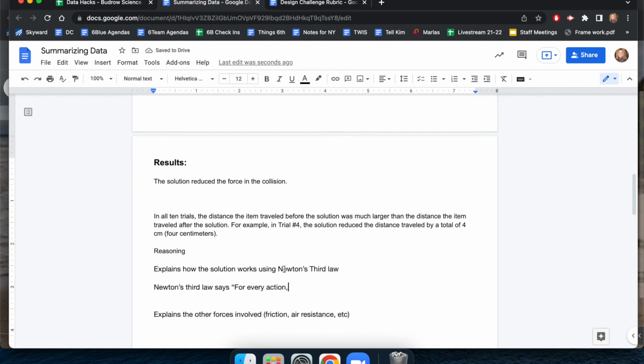So you're using the solution, right? Right here, using the solution to talk about all these physics-y things you have learned. So notice we kind of start with this whole idea like, hey, this solution worked, and here's why it worked, and I'm going to use all this awesome, amazing physics I know.